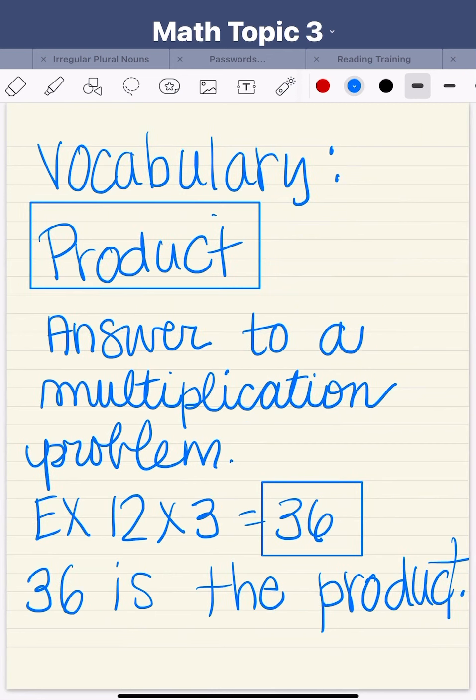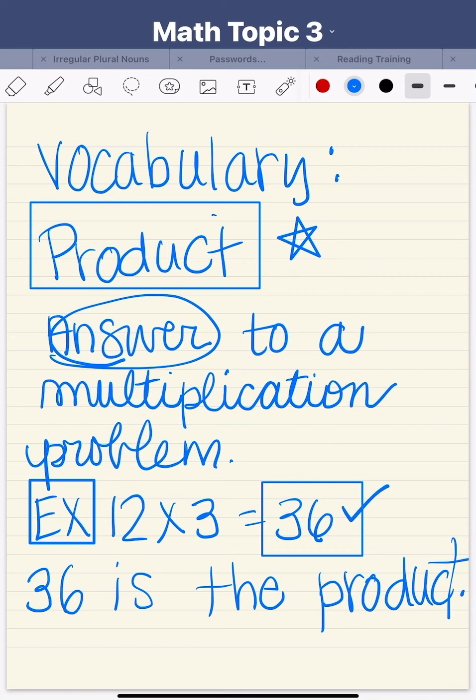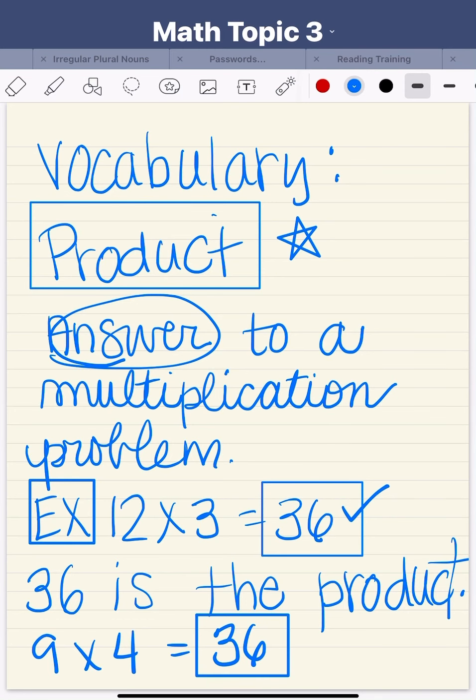place value strategies. Vocabulary. There are two words that are important as of right now. We'll pick up more as we go along. But you need to know what a product is, and we talked about that today. A product is the answer to a multiplication problem. Example, 3 times 12 is 36. So 36 is the product. If I said 9 times 4, the product would be 36. So again, the answer is the product.